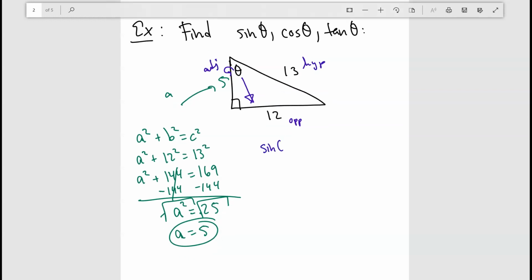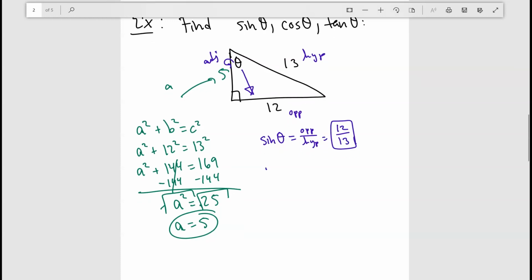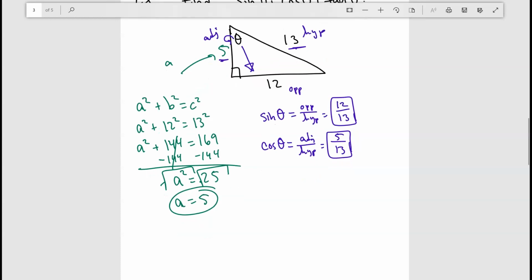So let's first start off with the sine of theta. Sine of theta is going to be the opposite over the hypotenuse. In this case, it's going to be this 12 over this 13. The cosine of theta is going to be the adjacent over the hypotenuse. In this case, it's going to be this 5 over this 13. And then the tangent of theta is going to be equal to the opposite over the adjacent, which in this case is going to be 12 over 5.